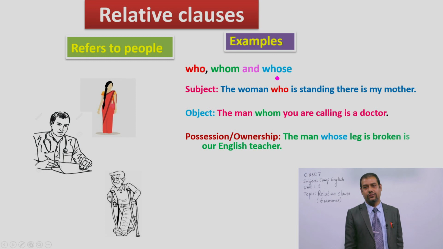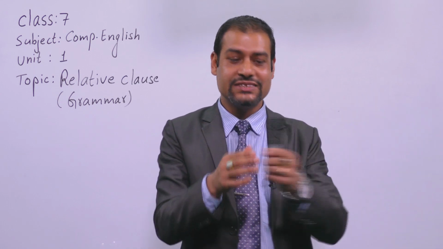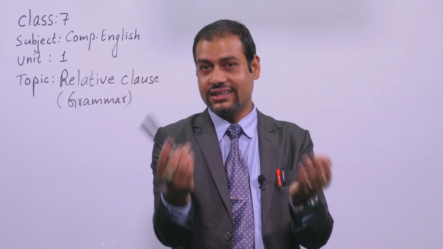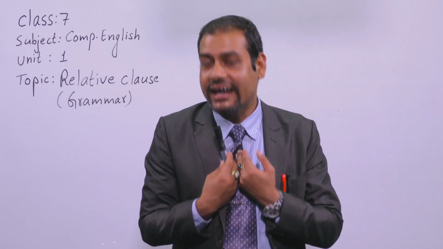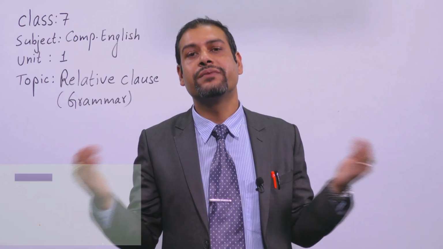And whose, in what condition do we use whose? Possession or ownership. For example, I have already told you, this is my marker. This is not yours. This is not someone else's. It is mine. So if I want to show it belongs to me, at that time you have to use whose. For example, the man whose leg is broken is our English teacher. See, the leg is broken here, and the broken leg belongs to this man, and this man is an English teacher. Now next, these three words are used for people.